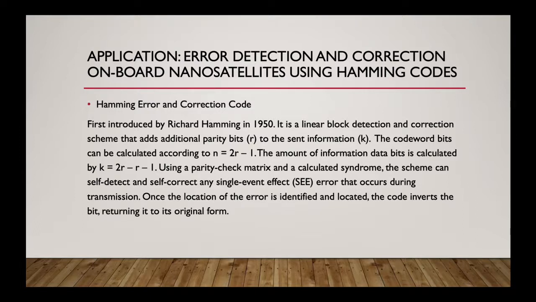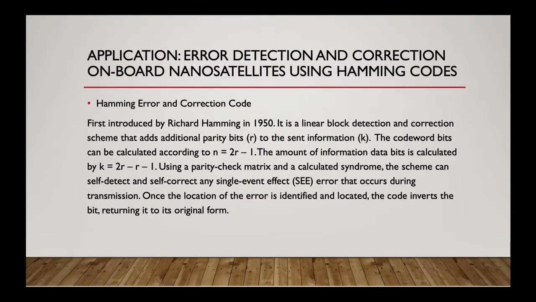So using a parity check matrix and a calculated syndrome, this scheme can self-detect and self-correct any single event effect, or SEE, error that occurs during transmission. Once the error is identified and located, the code inverts the bit, returning it to its original form.